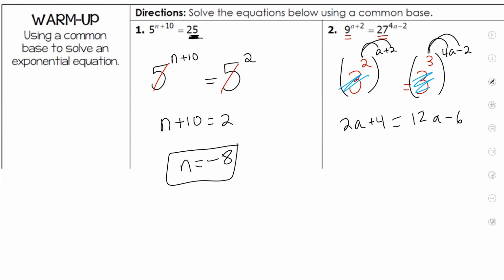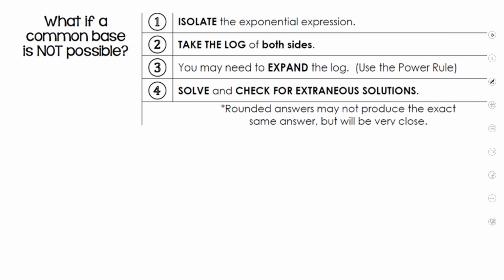All right, so guys, you're going to go ahead and finish this. We're going to get a equals something. Okay, I'm going to pause here. This is what we learned the other day. What we're going to see today is what if a common base is not possible? Okay, these are the steps that we're going to follow. First, we're going to isolate the exponential expression, and then we're going to take the log of both sides.